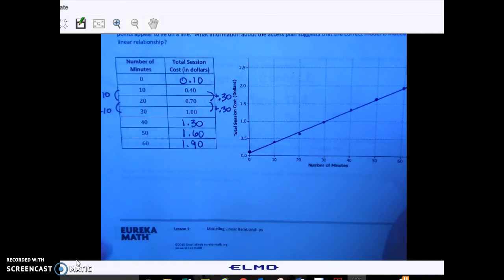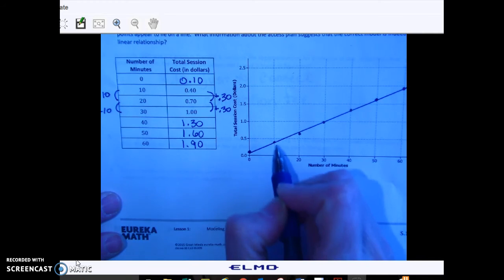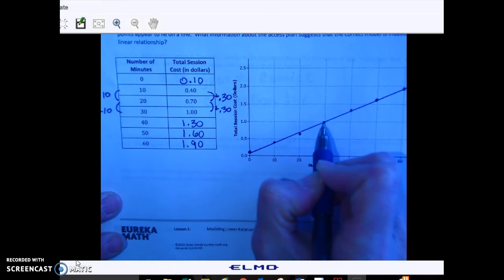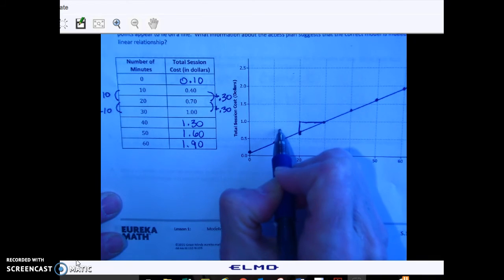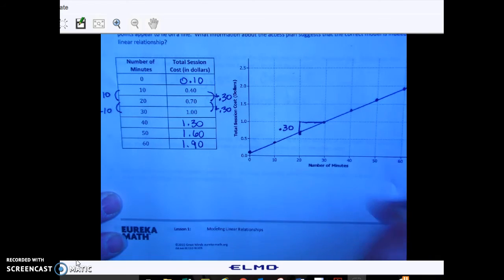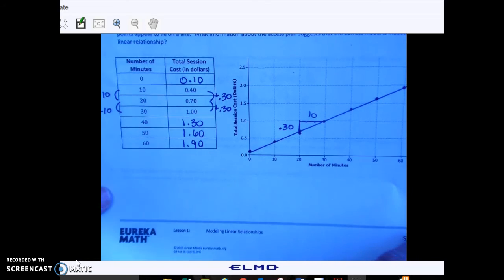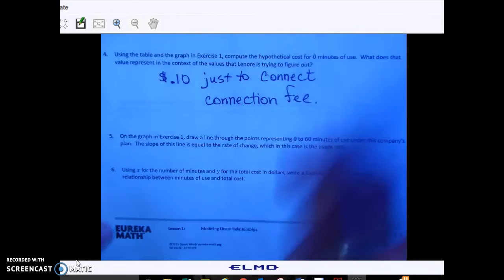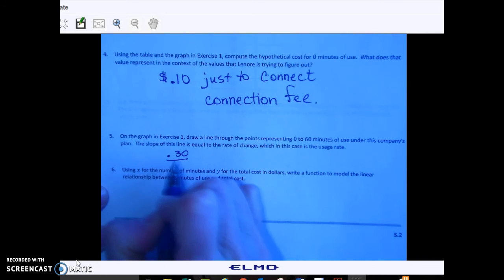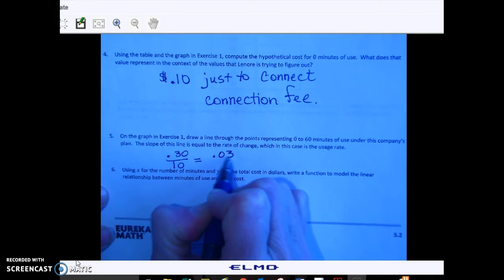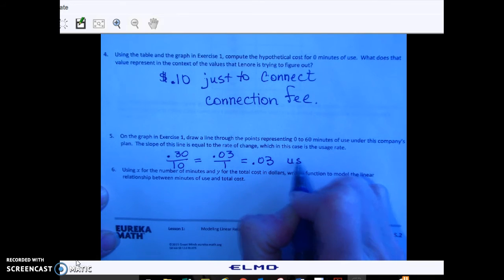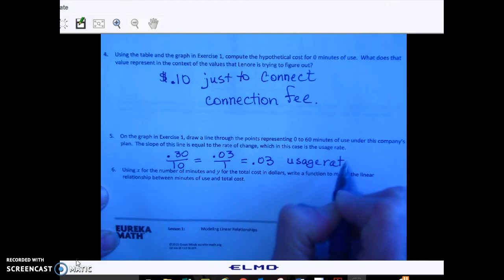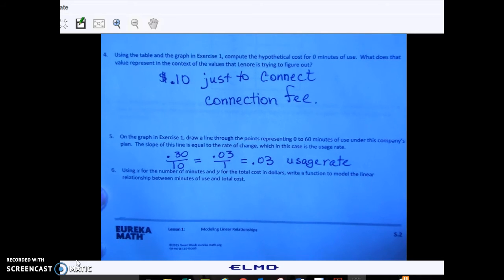Now I also should be able to calculate the slope from this. So if I go from 70 to $1, I went up 30 cents. And if I go from 20 to 30, I went up 10. So my slope is 30 cents over 10 minutes, which reduces to 0.03 over 1, or just 0.03. This 0.03 is our usage rate. Okay, it's the slope of our line, but it's also the usage rate for the problem.